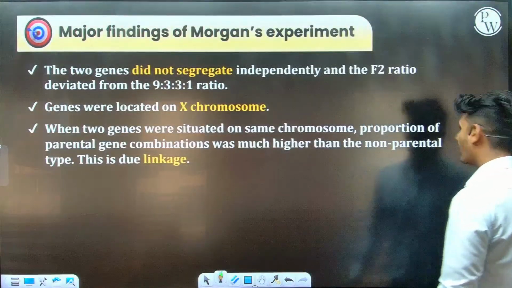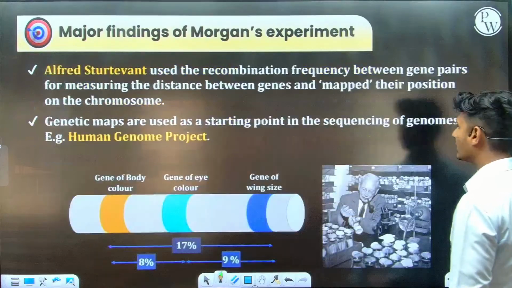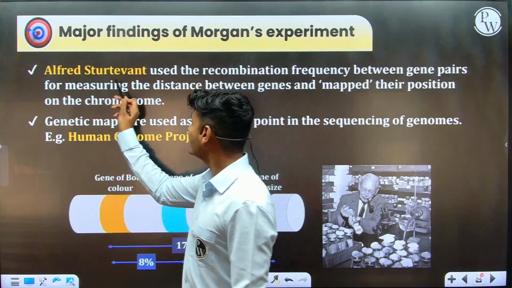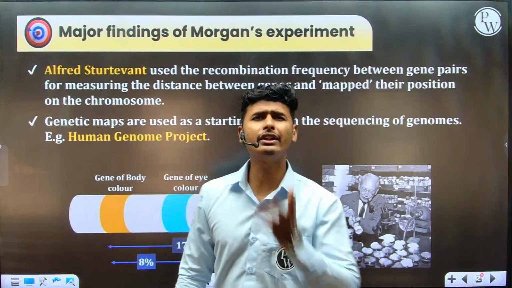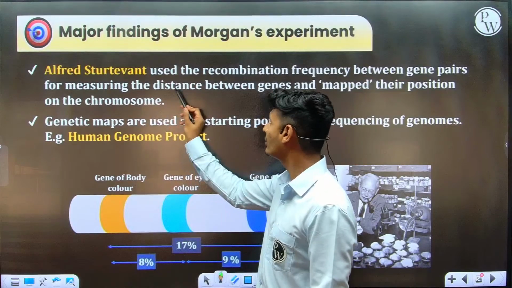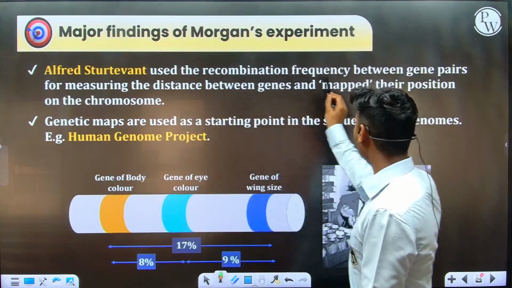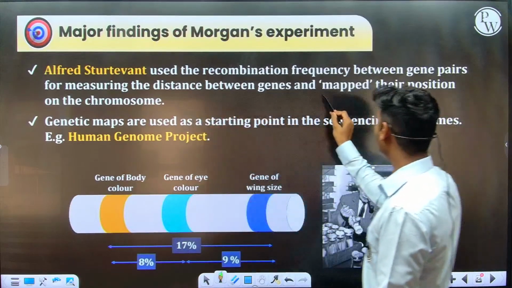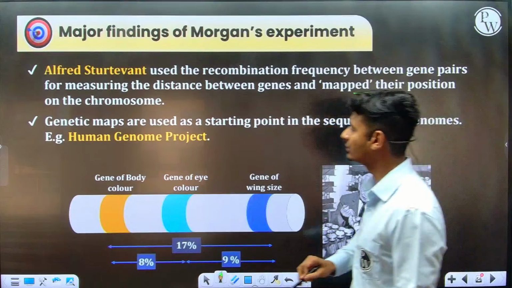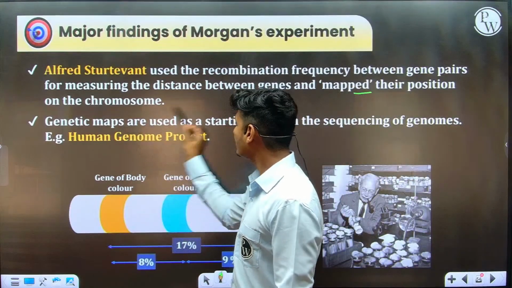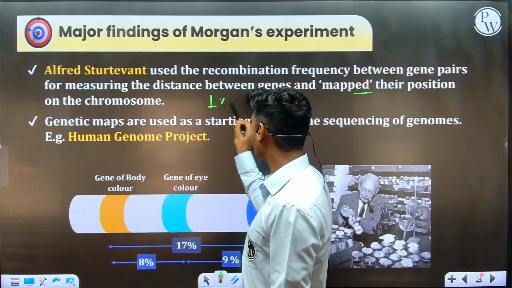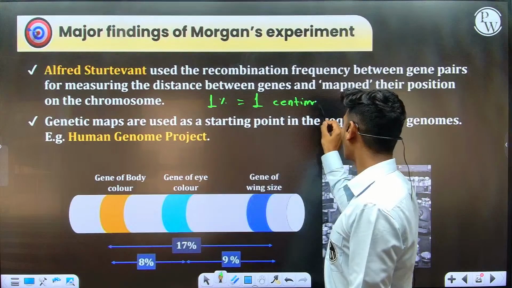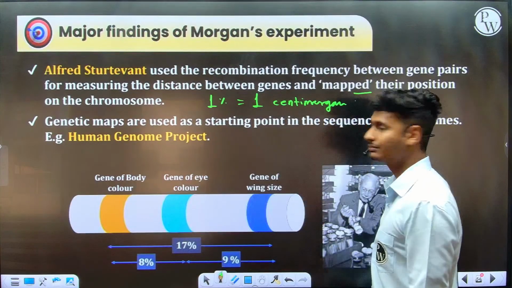Those are the conclusions of linkage. Those are also conclusions. Now, this is also an important topic. Alfred Sturtevant is a student of Morgan. He used the recombination frequency between gene pairs for measuring the distance between the genes and mapped their positions. He gave us the unit: 1% recombination is equal to 1 centimorgan.